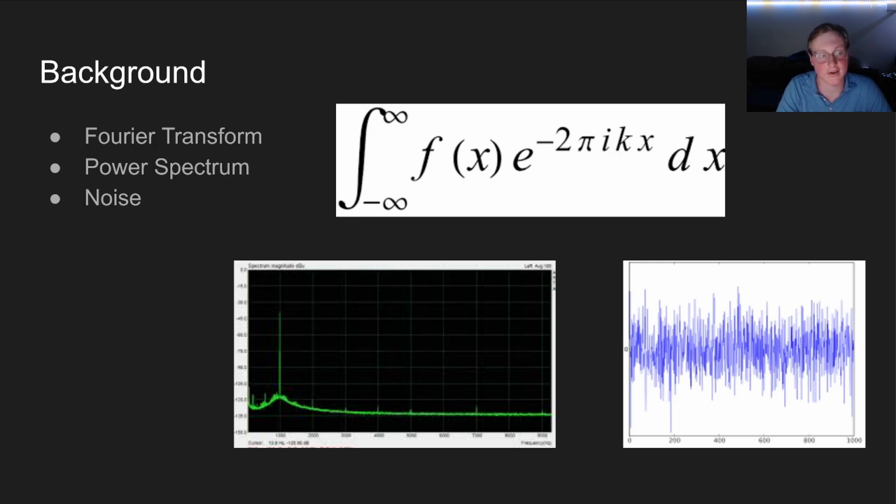Another topic that we discussed was noise. This is randomness throughout the spectrum, as seen in the image on the right, where it's not a flat line.